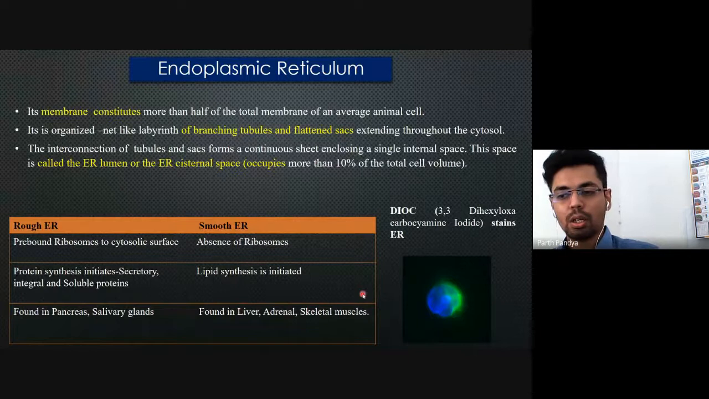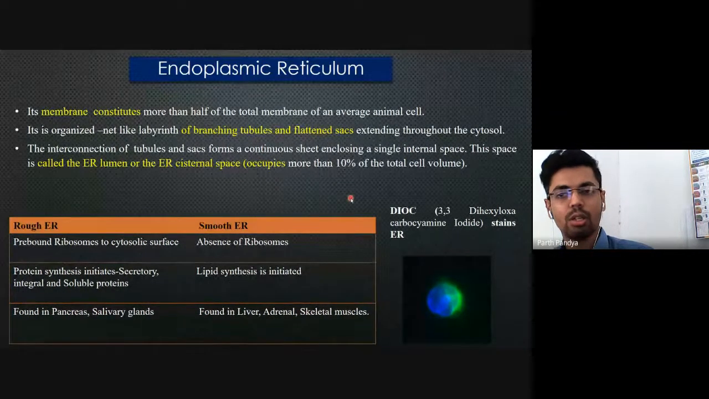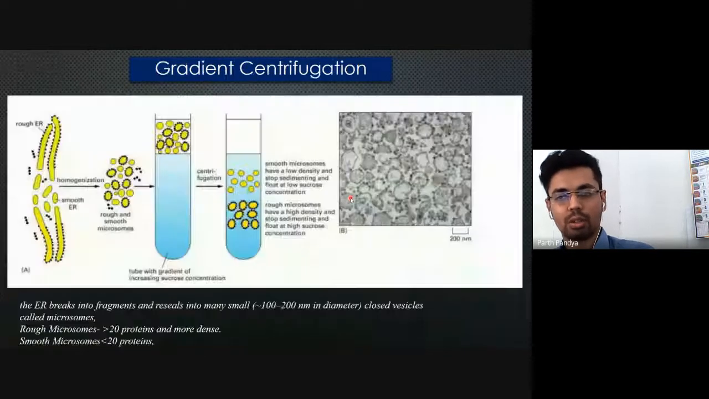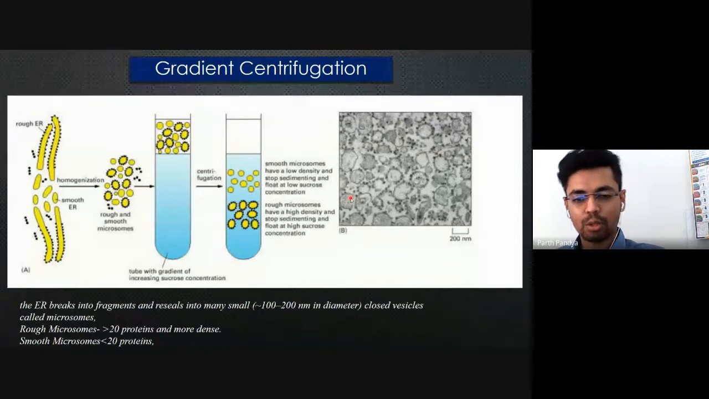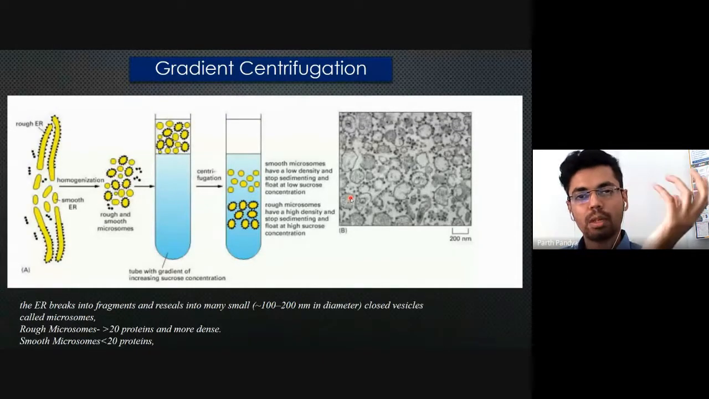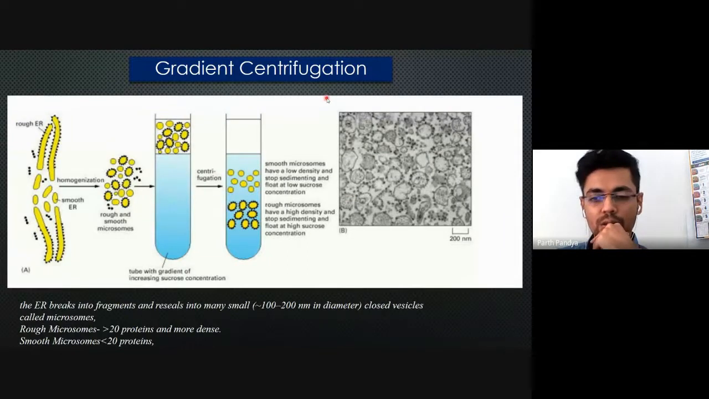If we want to stain the ER, a fluorescent stain, DiOC, dihexyloxacarbocyanine iodide, is commonly used nowadays for visualizing the endoplasmic reticulum. As we saw with the mitochondrial fractions, where we isolated different fractions of mitochondria, in the same way for the endoplasmic reticulum, if we want to isolate different parts, whether smooth or rough, we can do gradient centrifugation. In this case, the gradient is maintained by the addition of a solute called sucrose.